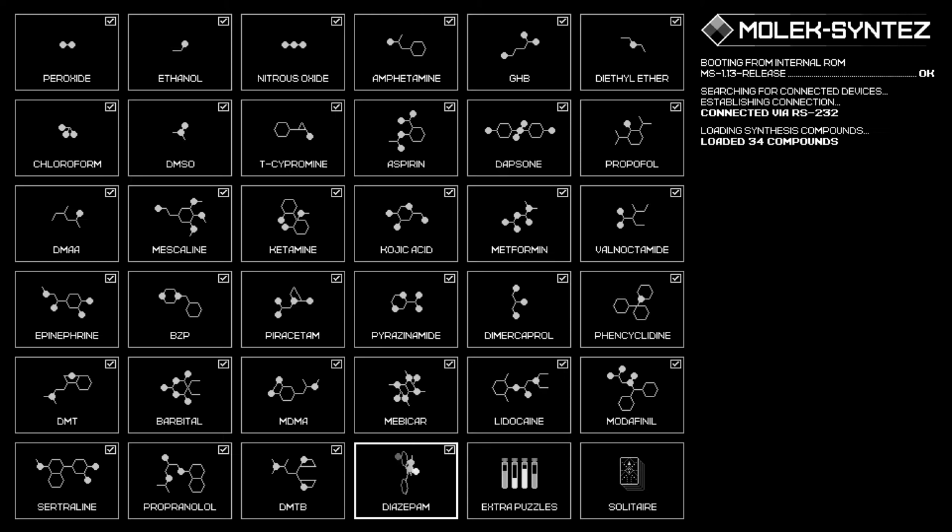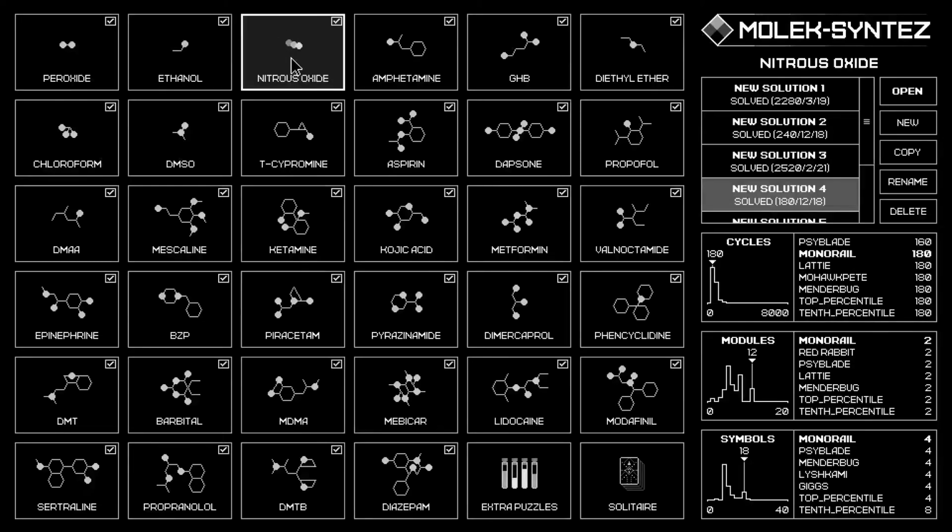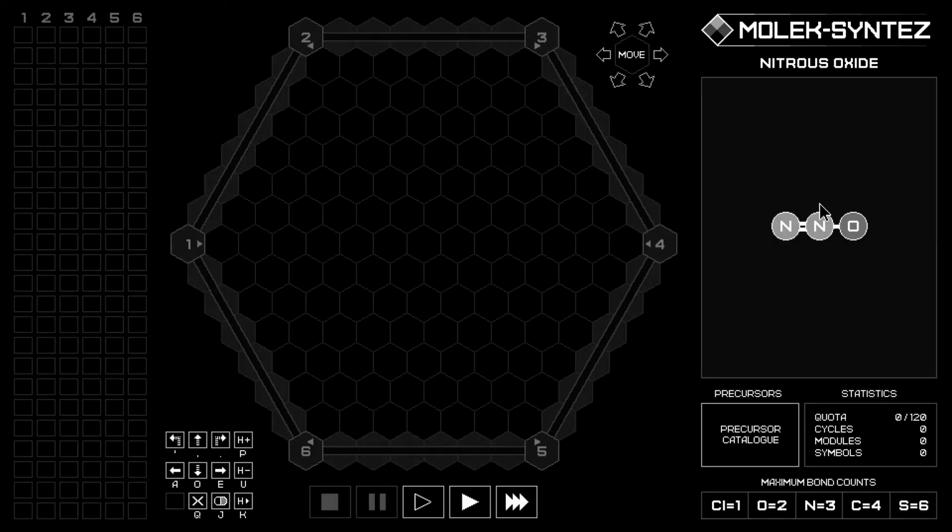Let's do nitrous oxide. I think it's the simplest one that's not a tutorial level. Oh, what? Oh no, spoilers. Yeah, so it's a nitrogen, a double bond, a nitrogen, a single bond, and an oxygen. And that's kind of nice because it shows you a lot of different things.